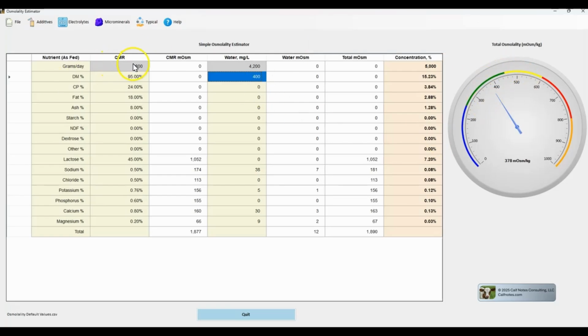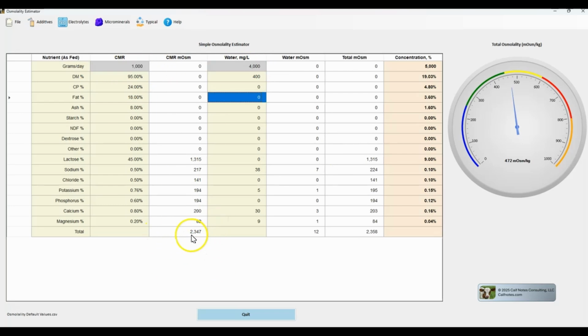If I increase further to 1,000 grams of powder in 4 liters of water, again making a 5-liter solution, the solids concentration rises to about 19% and the osmolality increases to 472. That exceeds our upper limit of 450, placing us in the caution zone. As we increase solids concentration, the number of total osmoles in the solution naturally increases.